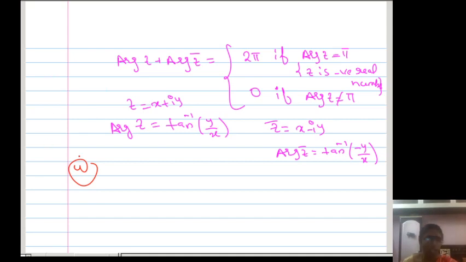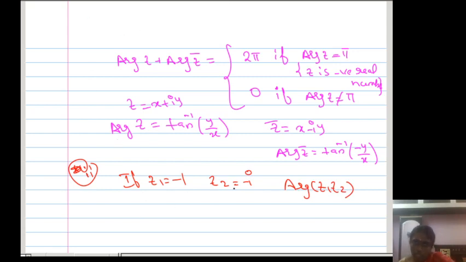In this second one: if z1 is equal to minus 1 and z2 is equal to minus i, then find the argument of z1 z2. You can do it in two ways. First simplify, then find the argument. Otherwise you can apply the formula: argument of z1 plus argument of z2.